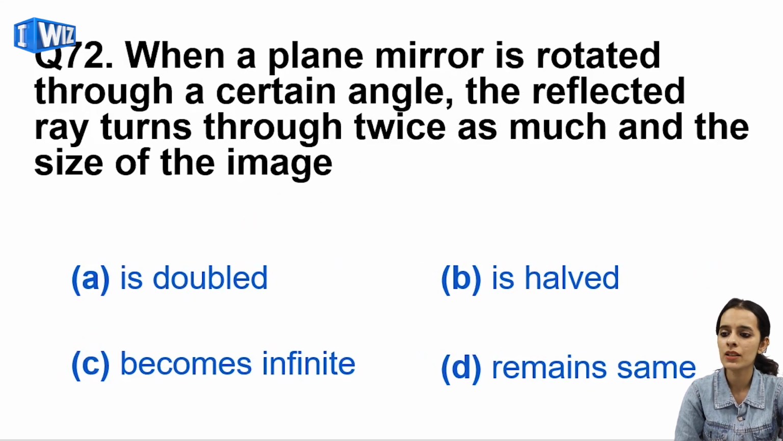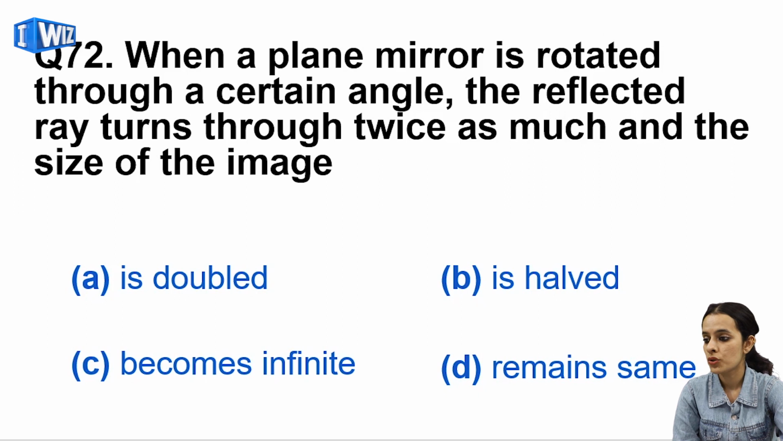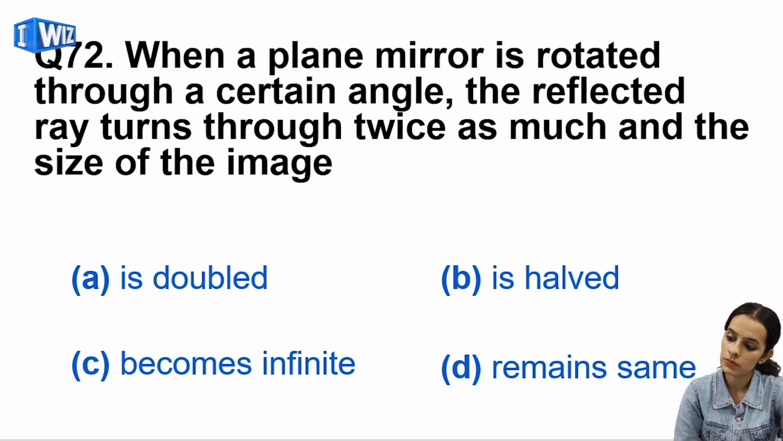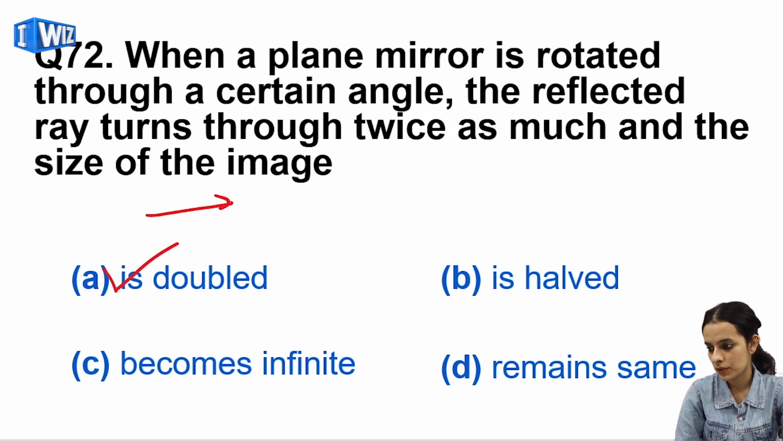Next, when a plane mirror is rotated through a certain angle, the reflected ray turns through twice as much, and the plane mirror will form an exact image of the object. So you should remember some things about a plane mirror: the distance of an object is equal to the distance of the image, and the height of an object is equal to the height of the image. A plane mirror is a mirror which is in your homes, in which you see your image daily, right? So which is the right option? The reflected ray turns through twice as much, and the size of the image is not doubled, it is the same, because it's the case of a plane mirror.